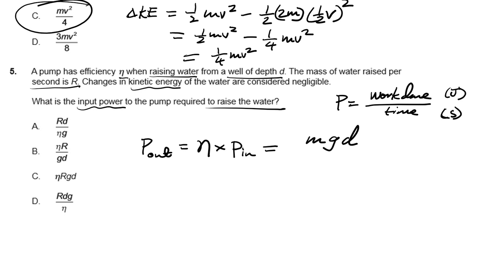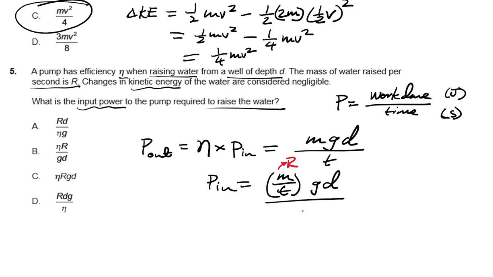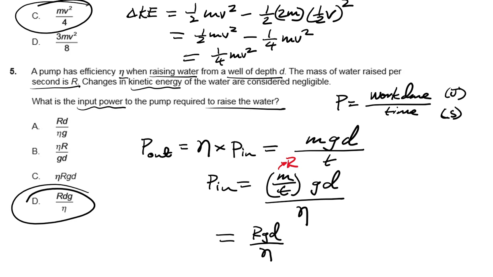And so we have, and per unit time, right? And so looking at this, P in, which is what we're trying to find, is m over t, which we have been told is equal to R, right? Mass raised per second is R. And so times g d divided by efficiency, right? So R g d by efficiency. So our answer is D.